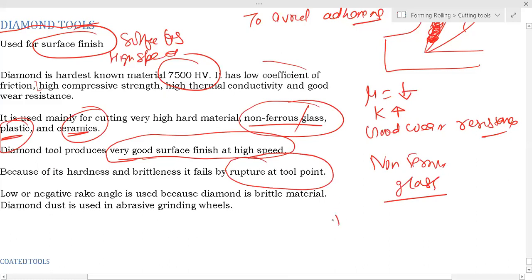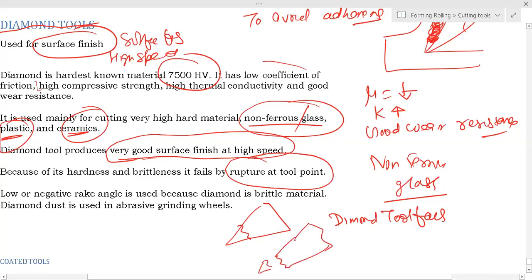And you have to remember this: rupture of tool point. The diamond tool fails by rupture of the tool point. Means if it is your diamond tool, it will fail like this here. Rupture of tool point because of the brittleness. It is asked. And one more thing, I will have all the recorded video, and after the GATE examination, I will show you that I had discussed these things in class. Rupture of the tool point.